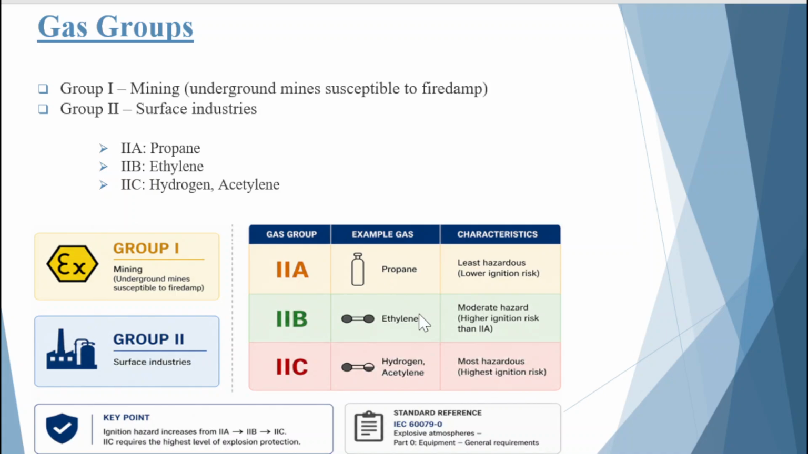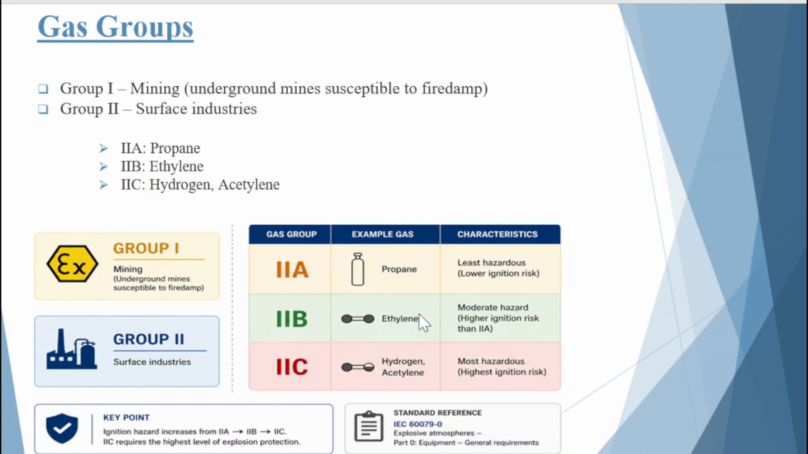Finally, we have Group IIC, which includes gases such as hydrogen and acetylene. These are among the most hazardous gases because they ignite very easily and can pass through extremely small gaps. Equipment intended for Group IIC applications must provide the highest level of explosion protection.